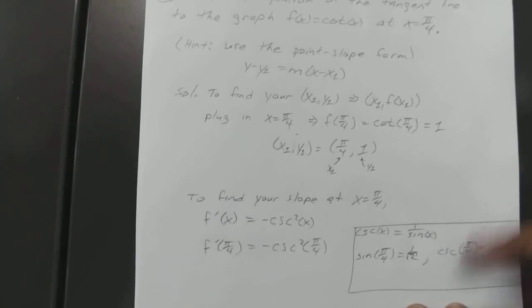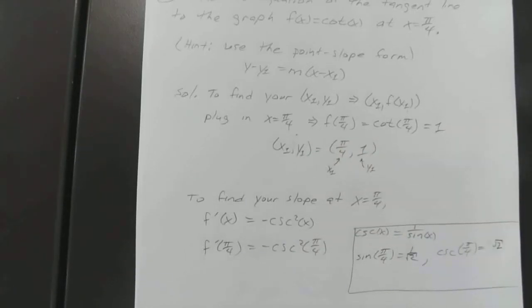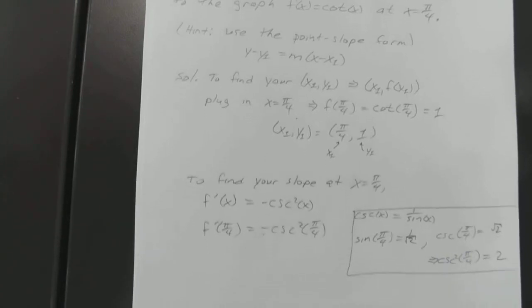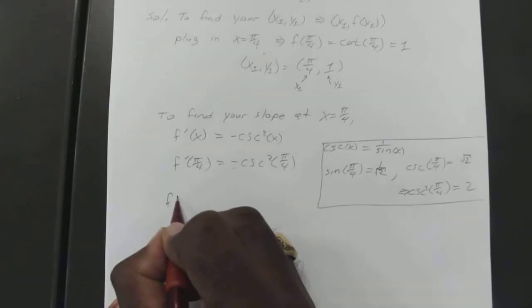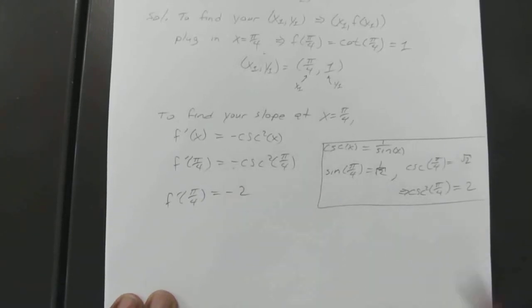Okay. So if you square that, it's 1/2, and that should be flipped because it's flipped here. There we go. So now once you square it, that's a positive, that would just be equal to 2. So it would be negative 2 only because of that negative right there. So f prime of pi over 4 is equal to negative 2.